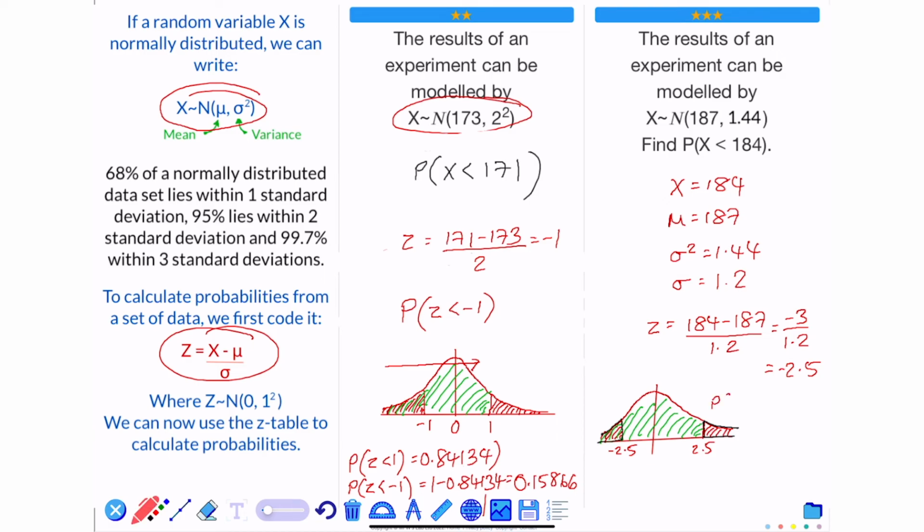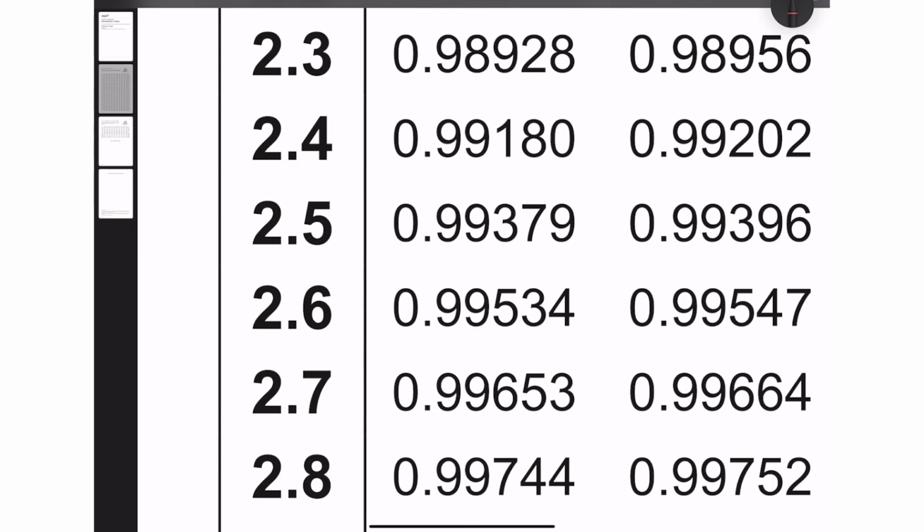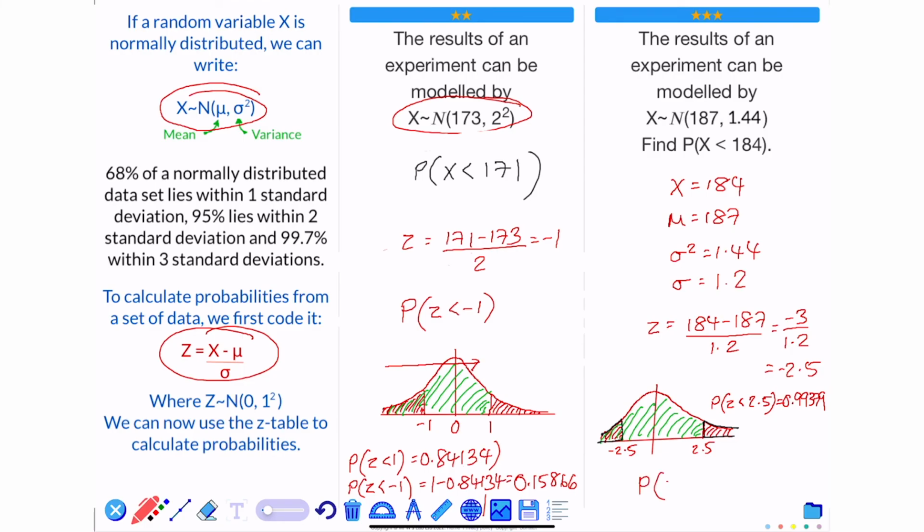So the probability that z is less than 2.5 is equal to 0.99379. That means that the probability that z would be less than negative 2.5 will be 1 minus this value. So 0.00621. And this is the final answer to this question.